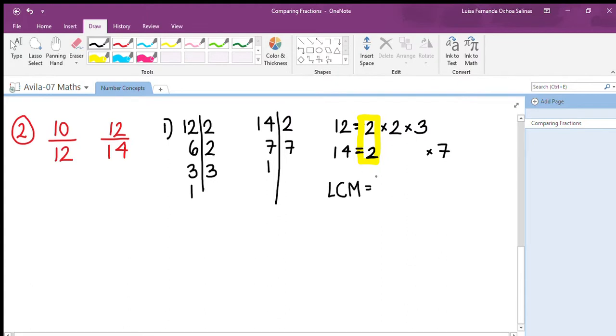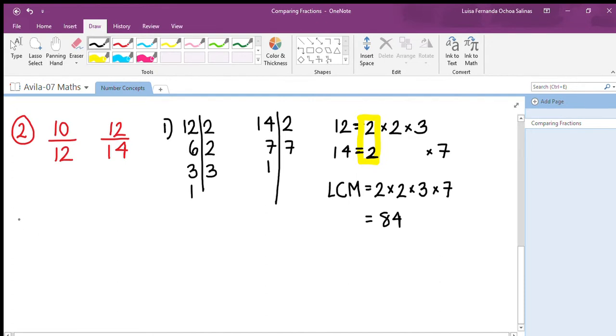Okay, so if I'm going to find what is the lowest common multiple, remember that I write the common only once. So I said, okay, 2, and then I write the ones that are not common. Times 2, times 3, times 7, which is going to be 21, 42, 84. Is that right? Let's try to say 21, 42, 84. Yes. Okay, fantastic.